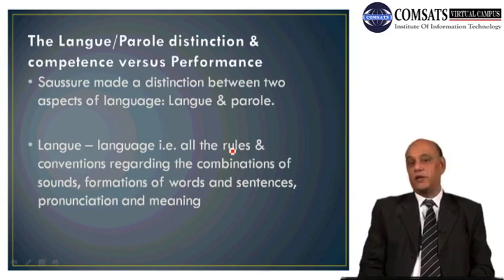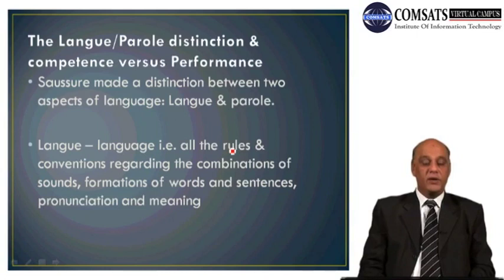Now Ferdinand de Saussure, rightly called the father of modern linguistics, made a distinction between two aspects of language, langue and parole. What is langue and what is parole? Langue is basically all the rules and conventions regarding the combination of sounds, the basic underlying rules which govern the combination of sounds, the formation of words and sentences, the pronunciation, the meaning. All these are done under some rules.